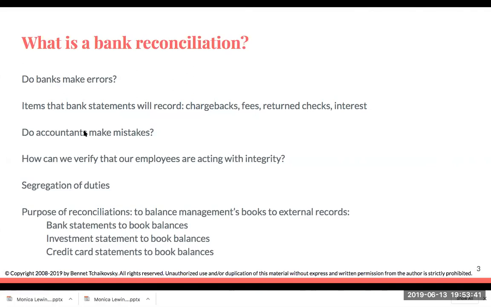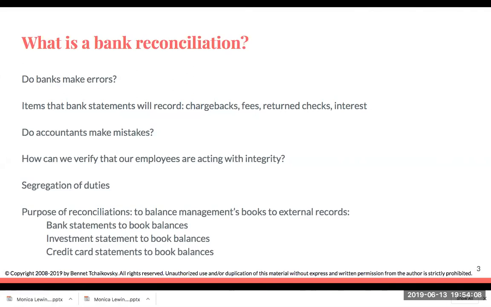At the same time, do we as accountants make mistakes? Sure we do, absolutely. We are prone to error, and human error can often happen. Hopefully we're using a computer, so the chances of us making an error are that much less. But again, we do make mistakes. And how do we really verify that our employees are acting with integrity?